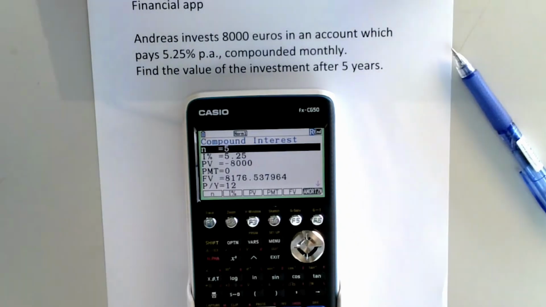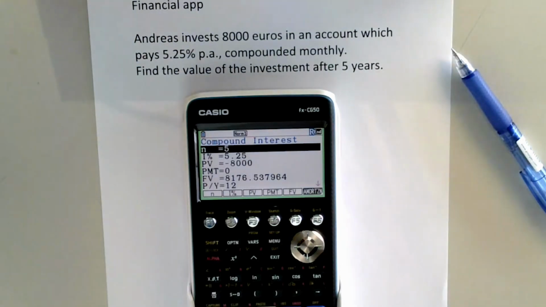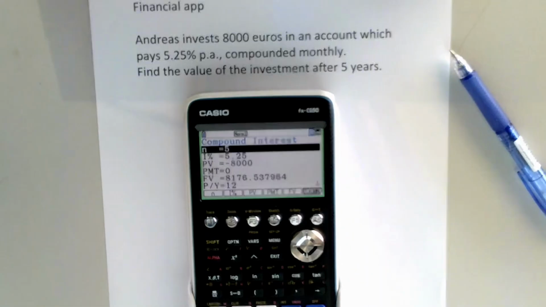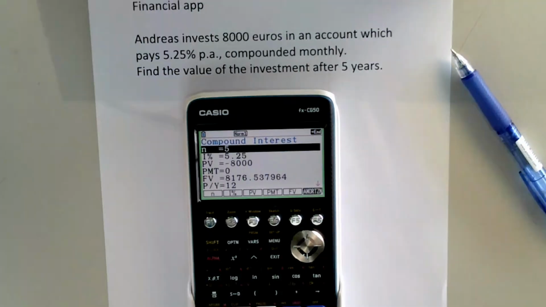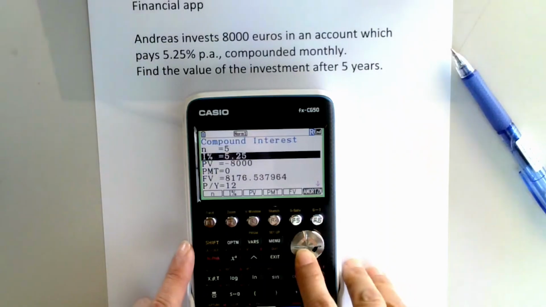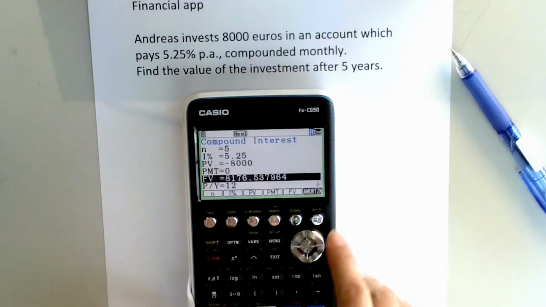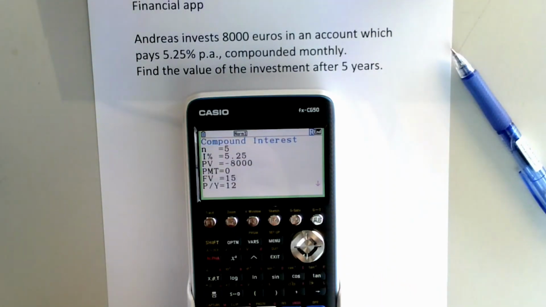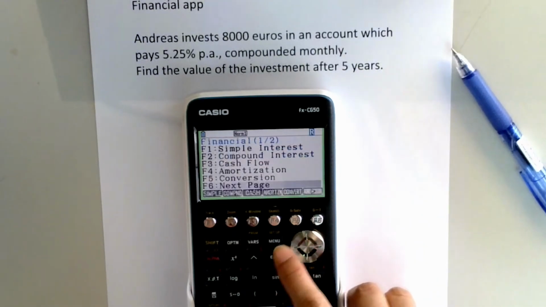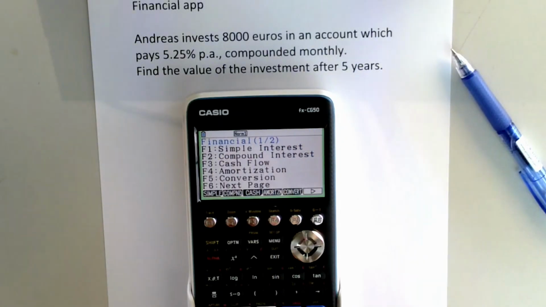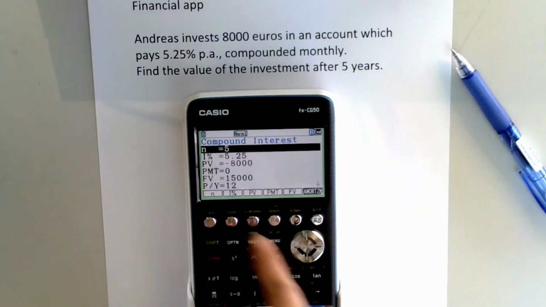Finding the answer is easy. I use the formula as well. But finding the term is pretty annoying. That's why I use the app when it's asking me to find how many terms. So say for example, I got $8,000. I want the amount to be nearly double. And I want to find out the number of terms, number of years.